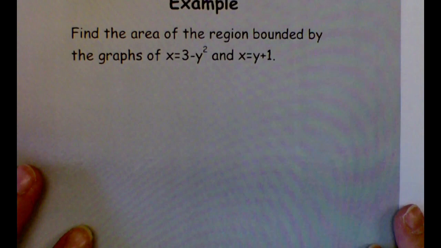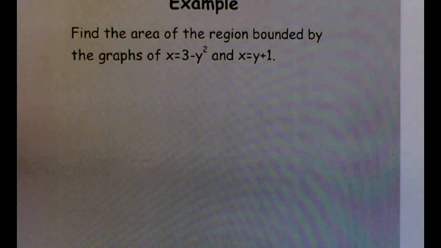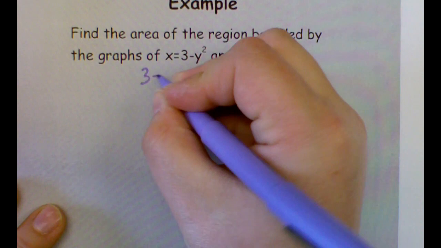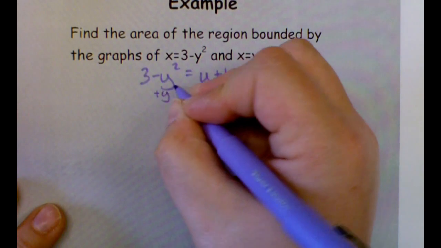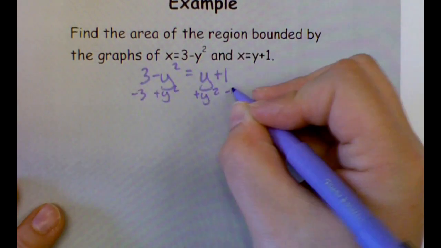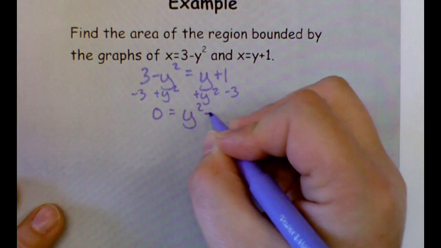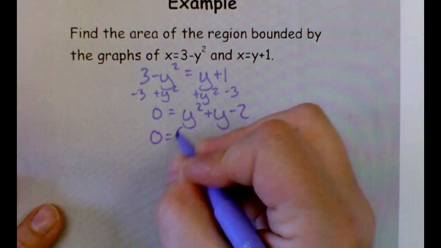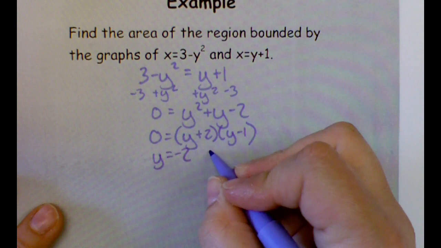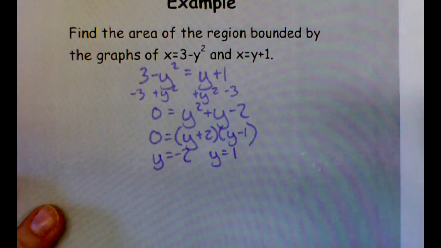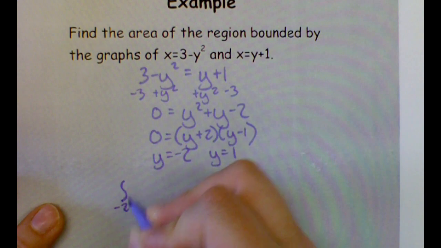All right, the area of the region bounded by these two graphs. Uh-oh, they're in terms of y. That's fine. We're just talking about graphs that are evaluated horizontally rather than vertically. No change. Set them equal to each other. 3 minus y squared equals y plus 1. All right, get everything on one side. So I'm going to move my y squared and my 3. 0 equals y squared plus y minus 2. So that'll be y plus 2 and y minus 1, which means they intersect at y equals negative 2 and y equals positive 1. So our integral will be negative 2 to 1.